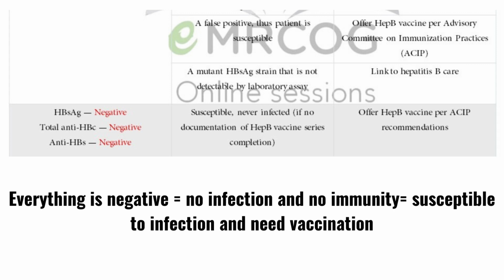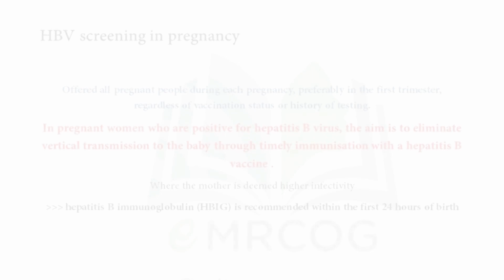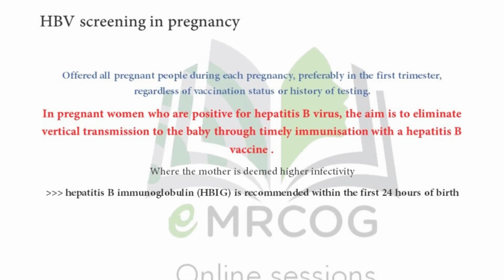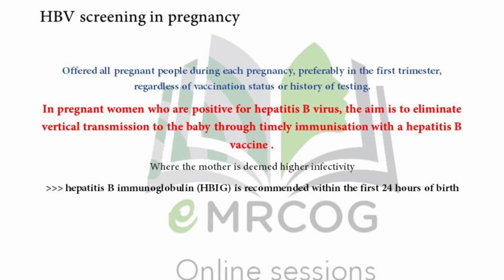Now let's talk about the screening in pregnancy. Hepatitis B virus is routinely screened for in the UK. We are going to offer all pregnant women in each pregnancy and preferably in the first trimester, regardless of vaccination status or history of testing, testing for hepatitis B virus. Our main aim is to eliminate the vertical transmission of the virus from the mother to the fetus.